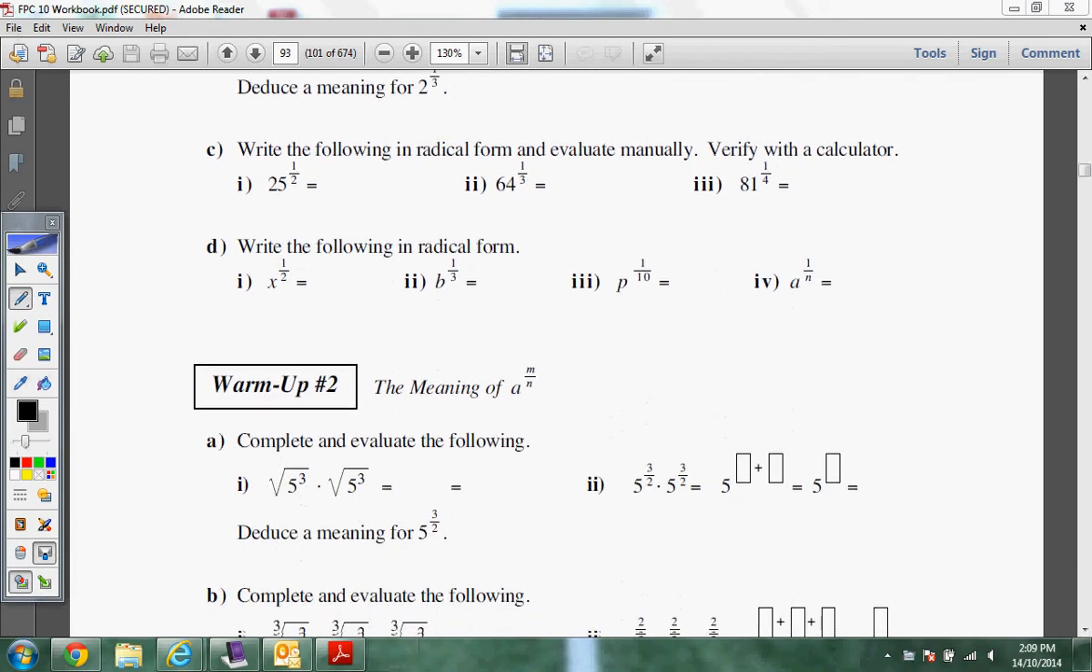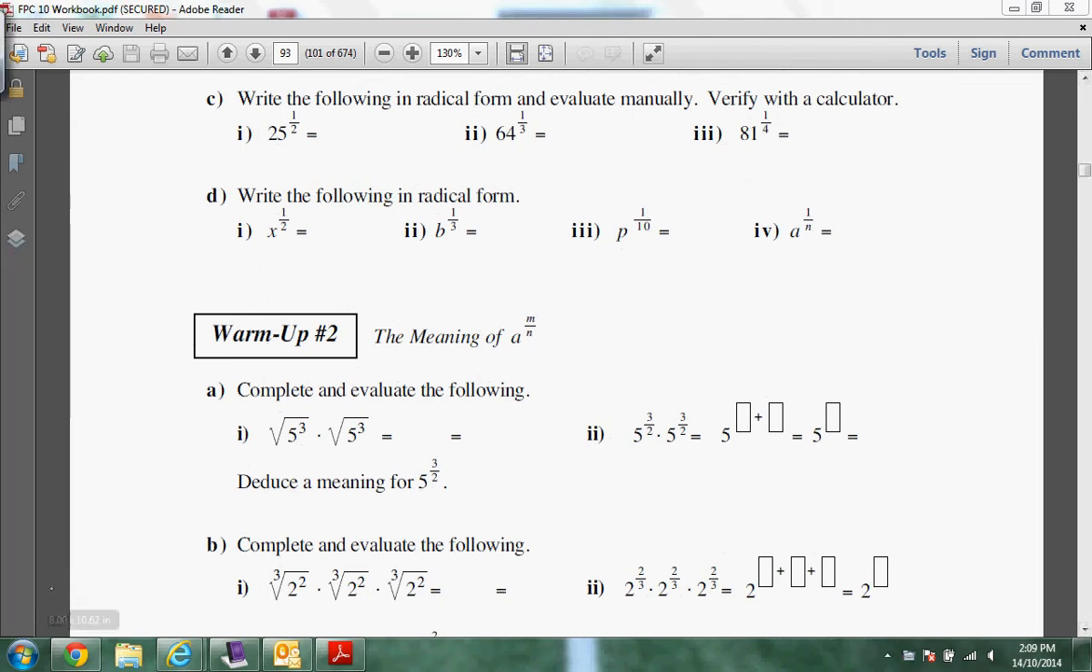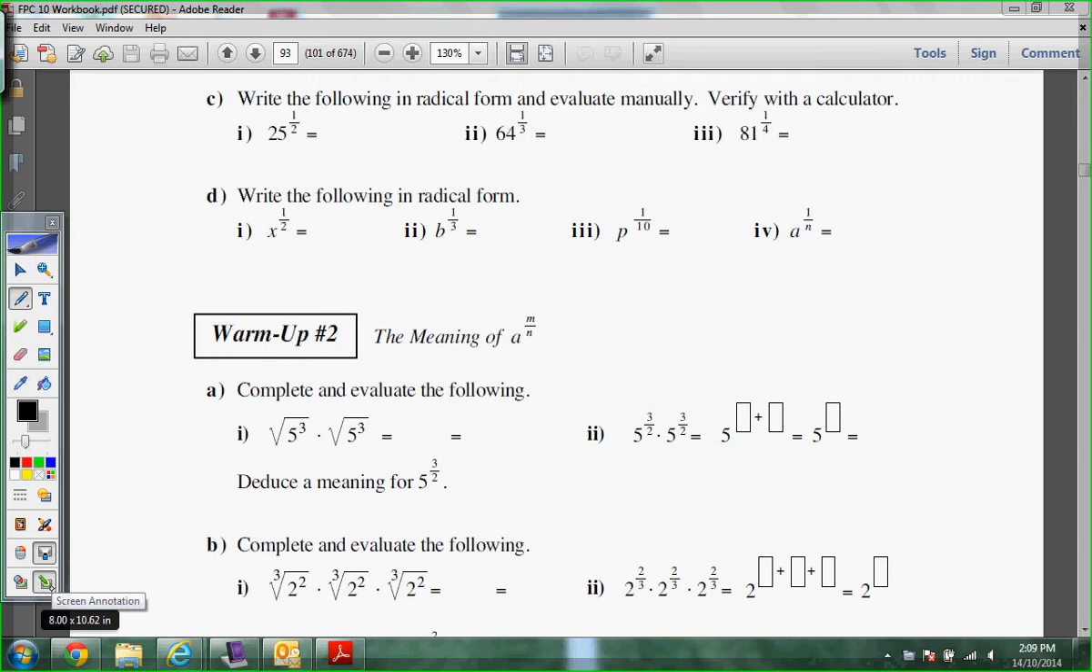Alright. Okay, so write the following in radical form and evaluate manually, so not use a calculator. Then verify with calculator. So 25 to the 1/2. So what this means is 1/2 means what? Square root, correct? So then our answer is 5.